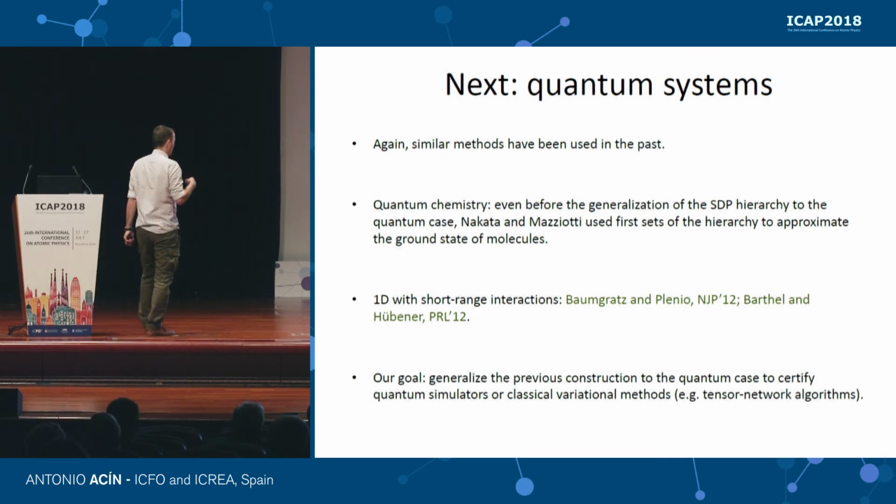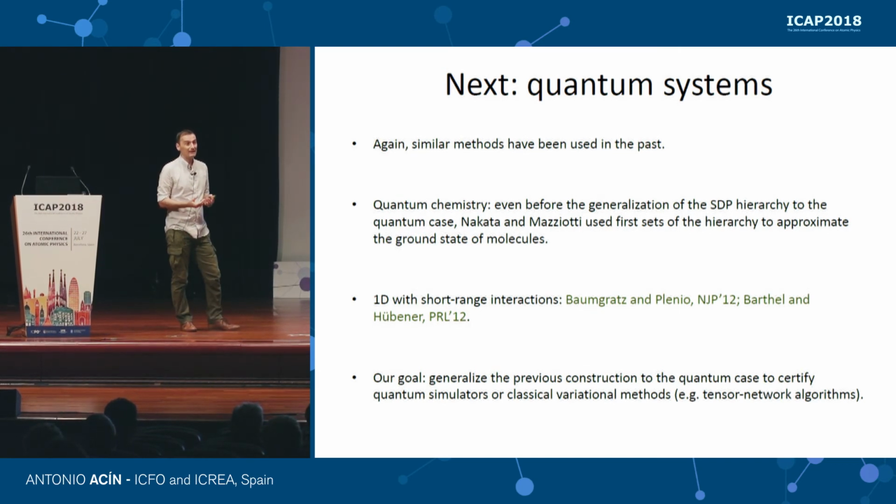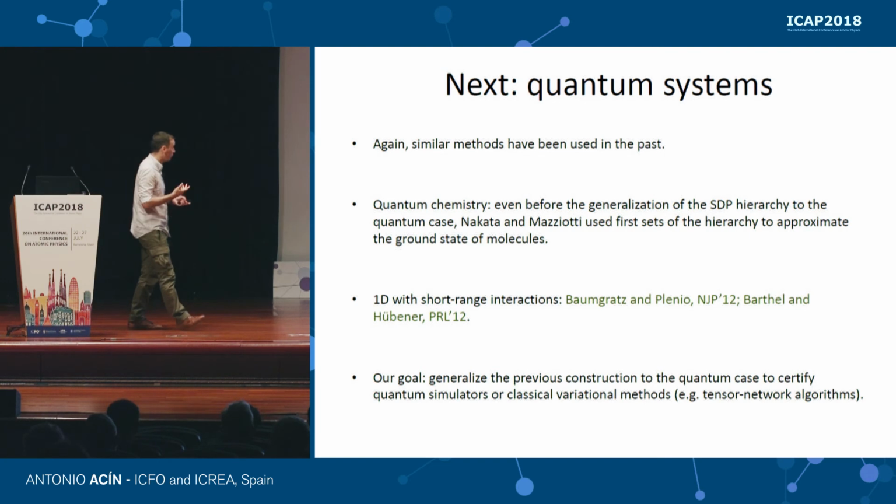So I'm presenting this as a way to certify quantum simulators, but of course, it's also another way of certifying classical simulations of quantum systems. So you have Monte Carlo, DMRG, and tensor network algorithms. They all give you upper bounds to the ground state energy. So this method you can also use to certify the output of a classical simulation technique of a quantum system.